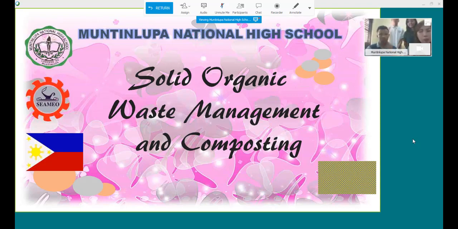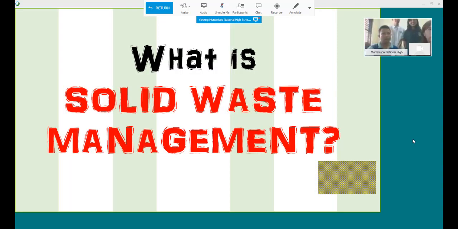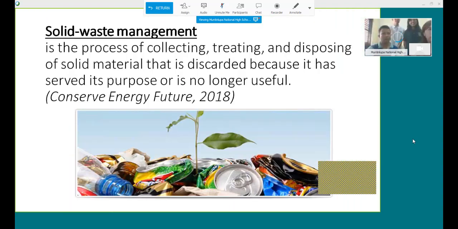Good afternoon. We are from Muntinlupa National High School and we are about to present to you solid organic waste management and composting. What is solid waste management? Solid waste management is the process of collecting, treating, and disposing of solid material that is discarded because it has served its purpose or is no longer useful.